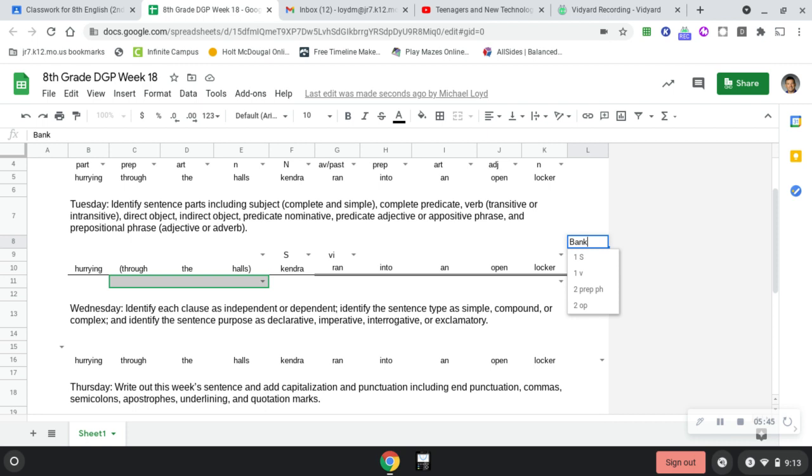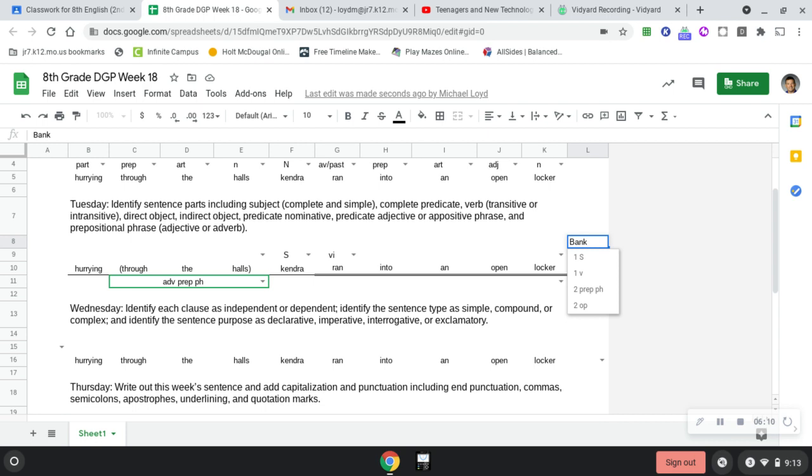What is through the halls modifying? What are we doing through the halls? Hurrying. We're hurrying through the hallway. So we're not modifying a noun, so it's an adverb. Okay. Our other preposition was into.